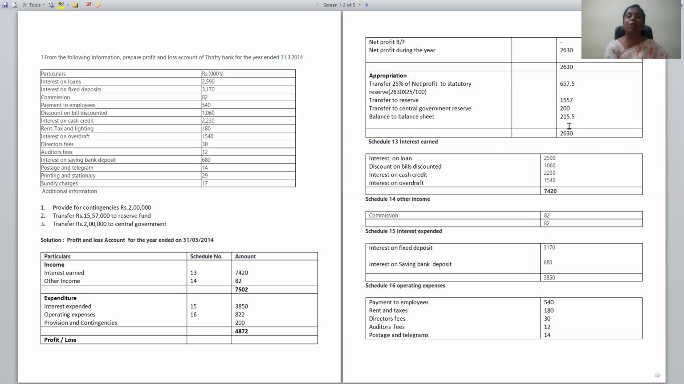How did you get that 215.5? That will be the total of your profit, what you have in part 3 of your calculation, that is 2,630, minus your transfer for statutory reserve, transfer for reserve, central government reserve, as well as your other reserves what you have transferred. The balance what we have is termed as your balance which has to be transferred to your balance sheet.